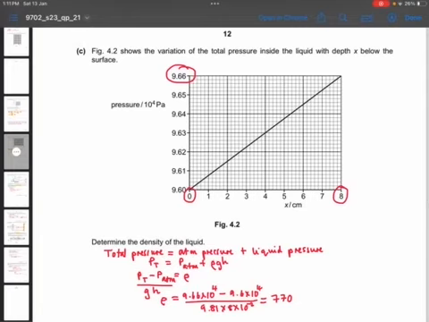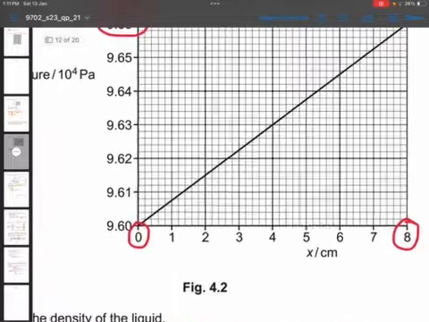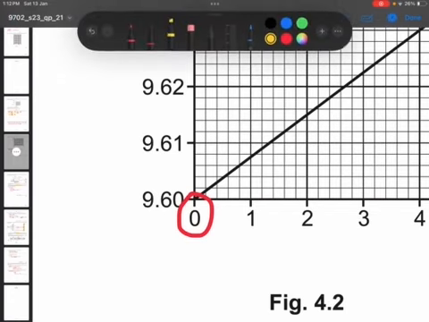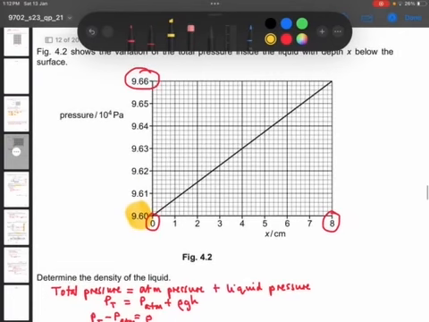Fig 4.2 shows the variation of the total pressure inside the liquid with the depth x below the surface. Determine the density of the liquid. We have to understand a few things here. For starters, x is the depth in the liquid, starting from the surface. So when x is 0, we are at the surface. The pressure we have here in that case, which is 960, is the atmospheric pressure only. As we go deeper into the liquid, for example when x is 8, the pressure of 966 is the atmospheric pressure plus the pressure due to the liquid. That's why the pressure is changing.